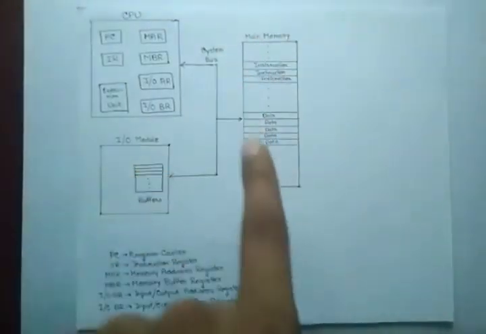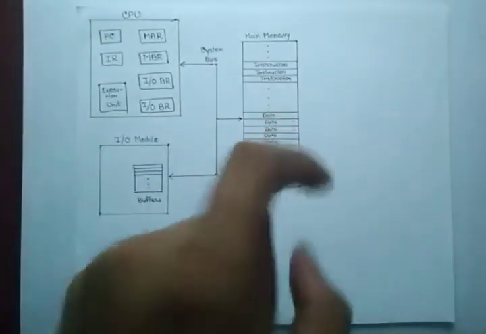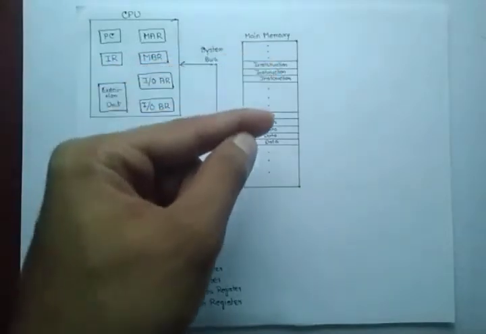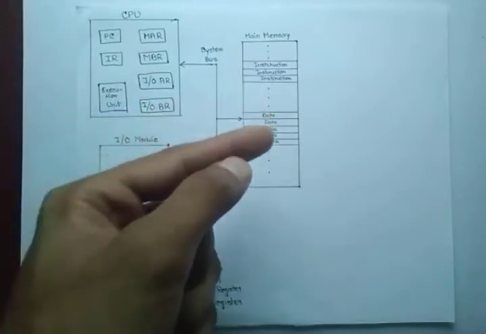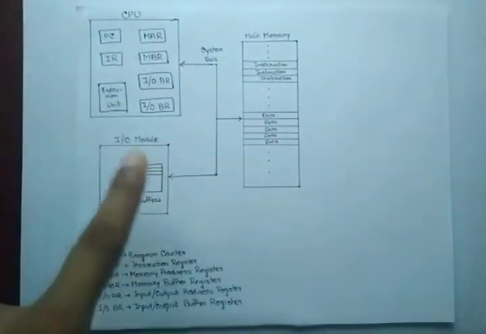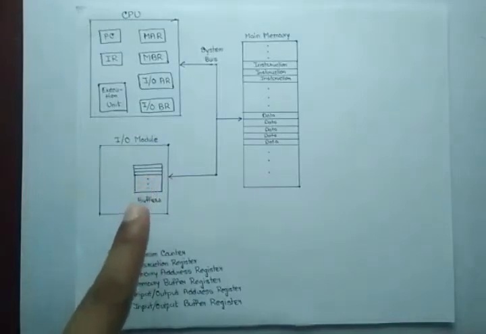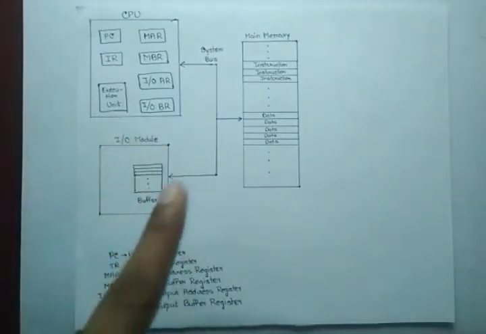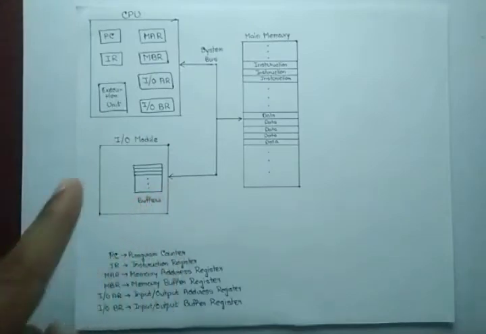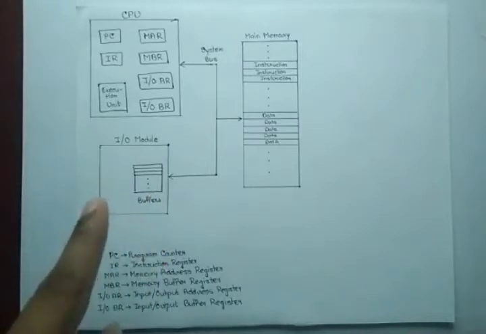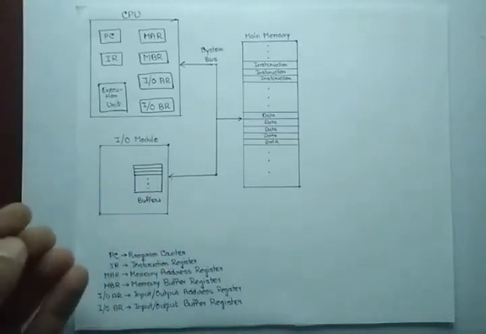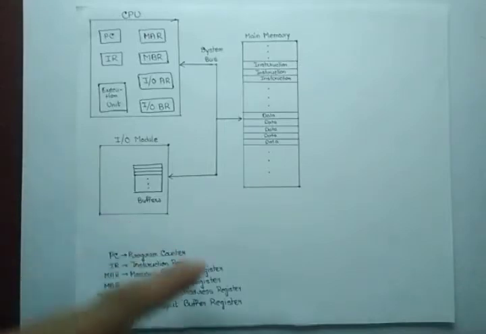And here you can see the main memory. It is divided into particular segments where each segment can store either instruction or data at a particular time. Then we have the IO module. It is responsible for coordinating all the input output devices which are connected to the computer system. And inside the IO module we have a buffer. This is a temporary storage for the data which is coming from the input output devices.